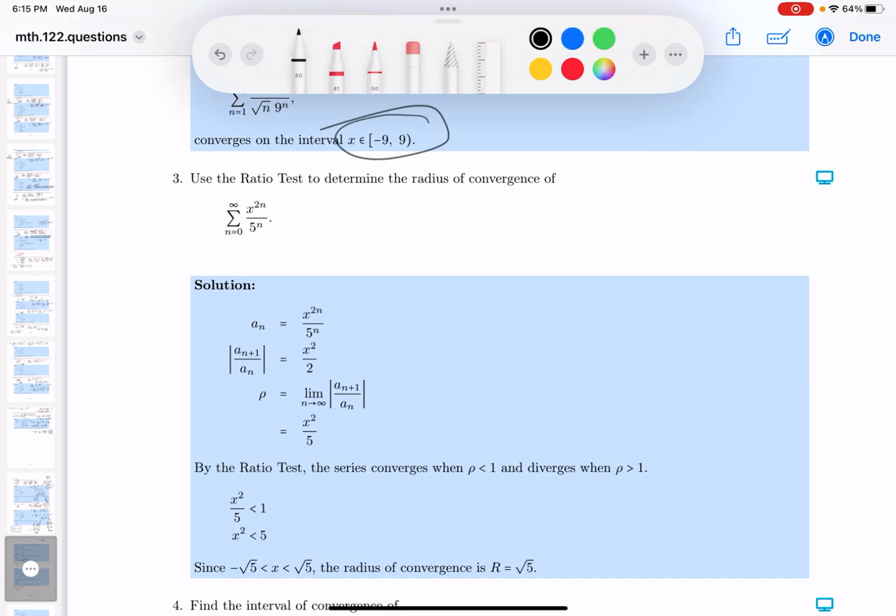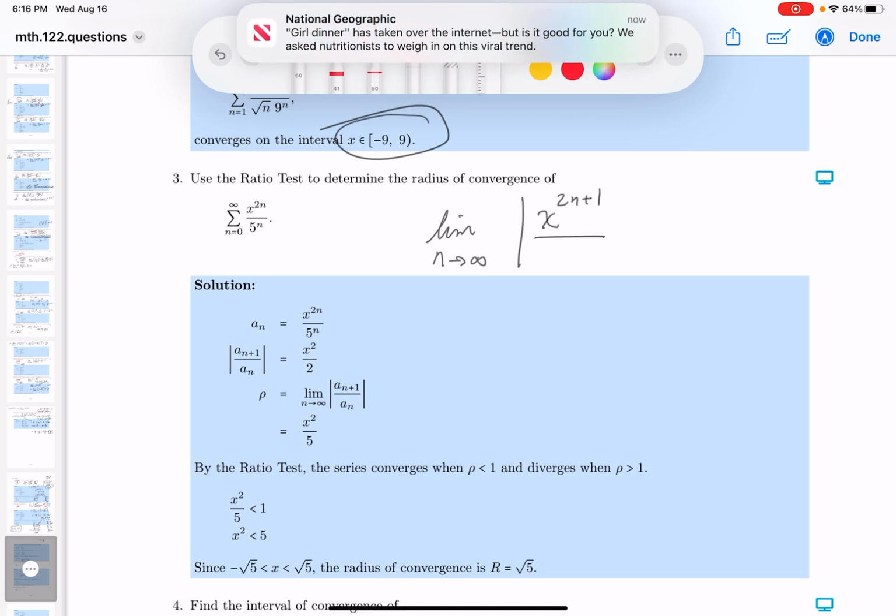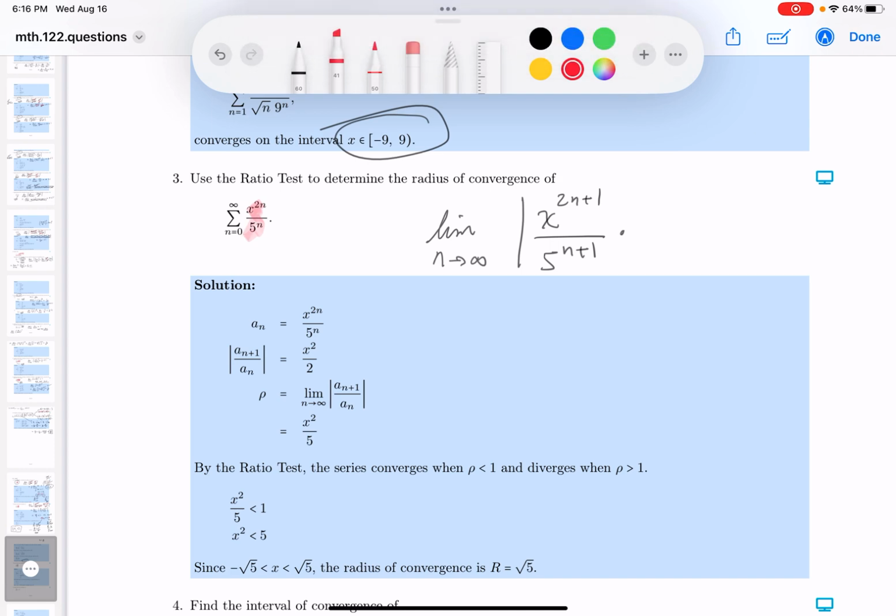All right, number 3, ratio test. What do you get? Limit as n goes to infinity of x, now n plus 1 would give me 2n plus 2. What do you get at the bottom? 5 to the n plus 1, times, again, I want to remind you, this is the a_n in the problem. And what I've got to do over here, just look at it. I'm not going to divide by it. I'm going to multiply by its reciprocal.